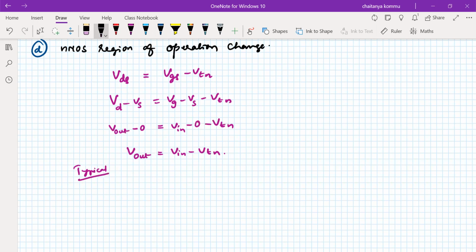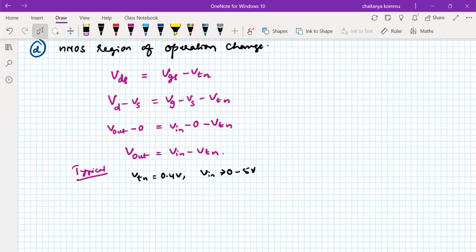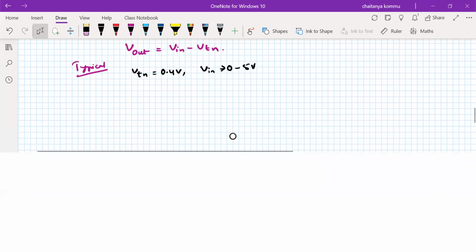So what are the typical values? VTN is equal to positive 0.4 volts. But in case of a PMOS transistor, it is a negative value. So if you consider VIN changing from 0 to some value, for example, 0 to 5 volts, what will happen? What is the line that we get here now?